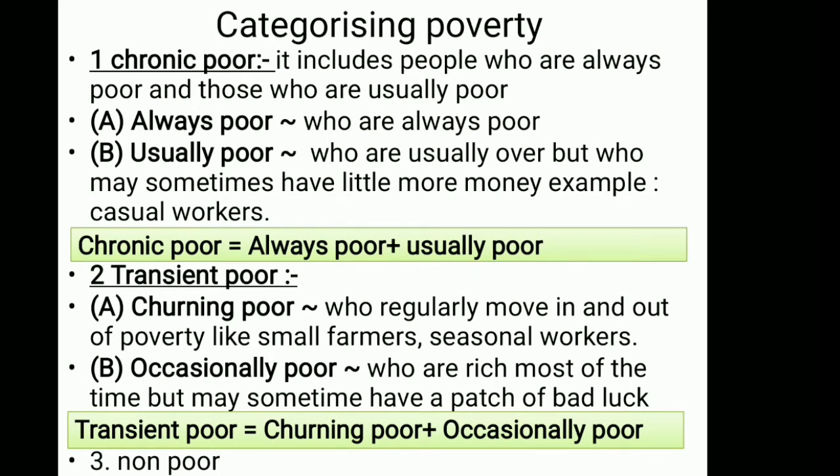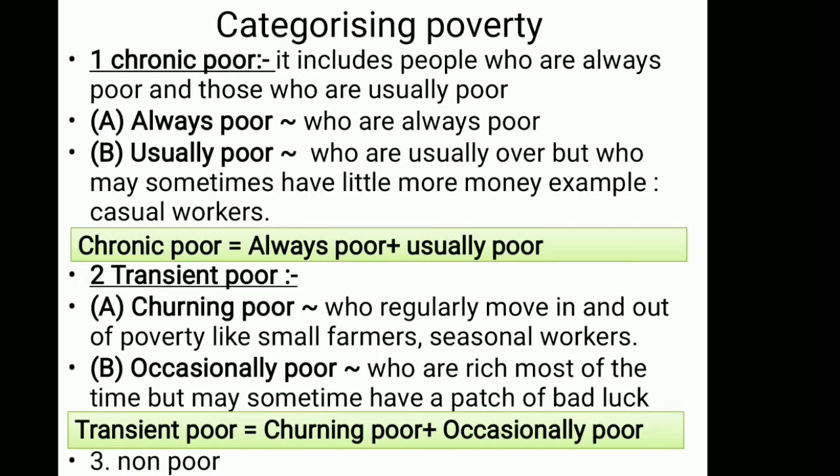The second category is transient poor. In this, two types of poor come. One is churning and the second is occasionally poor. Churning poor are those who regularly move in and out of the poverty line, like small farmers, seasonal workers. These people in some seasons have a good amount of income and in other seasons they do not. So in some seasons they are above the poverty line, but in other seasons they are below it. Occasionally poor are those who used to be rich, but sometimes due to some bad luck or some tragedy, they are in a poor condition.